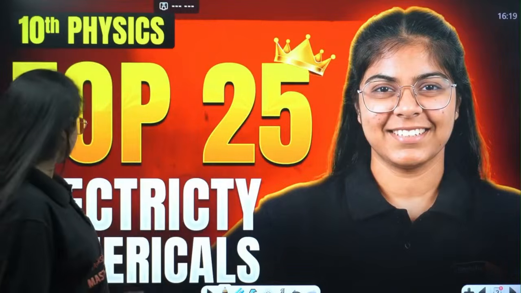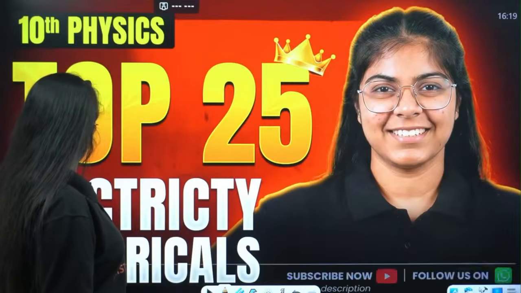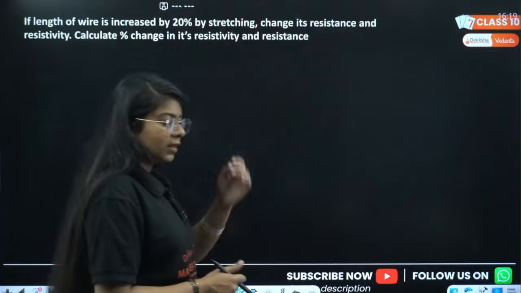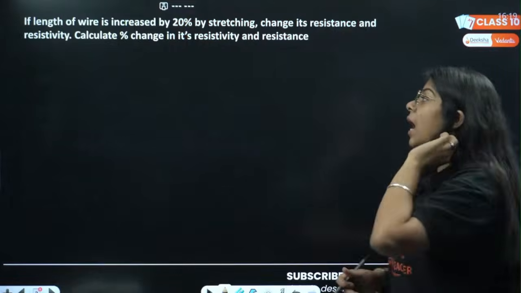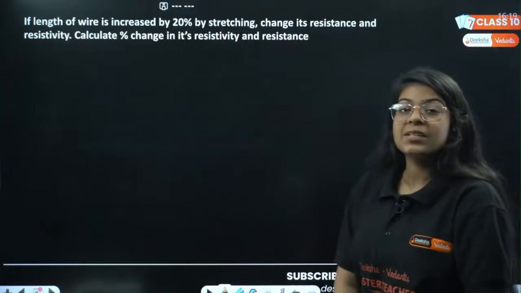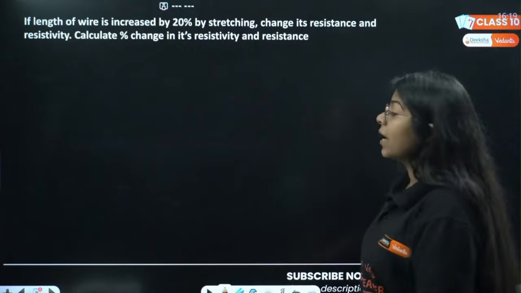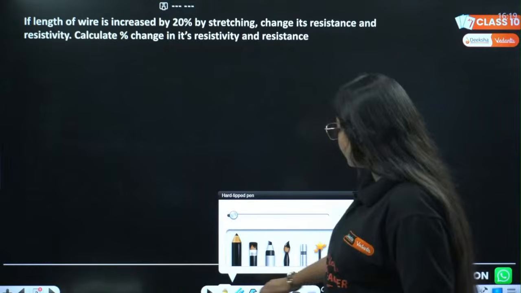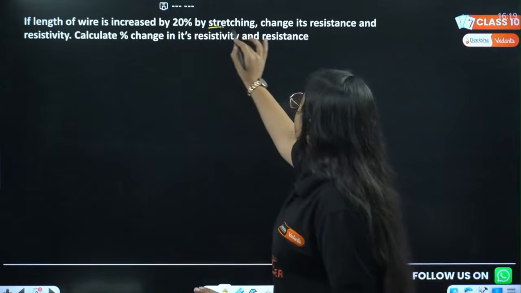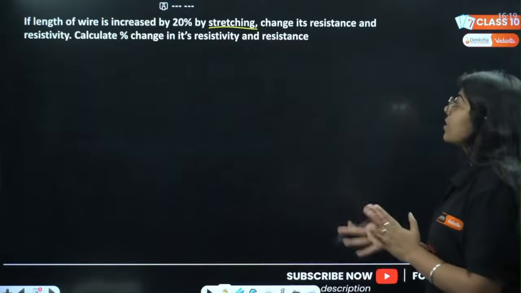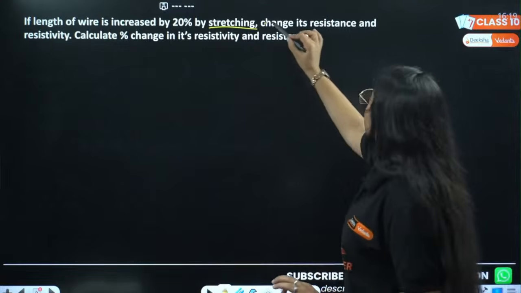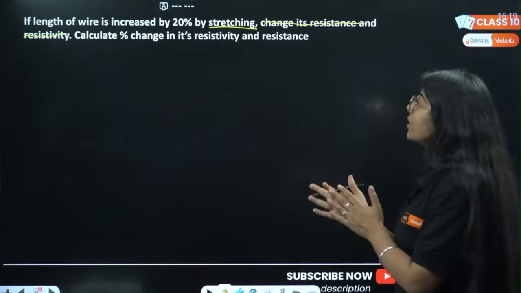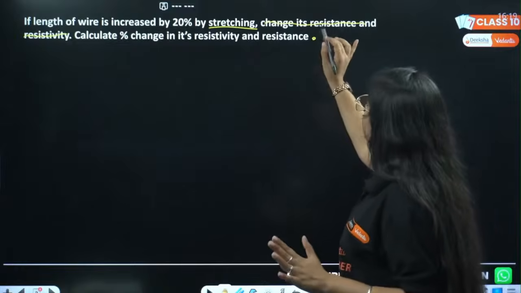So let us start with the very first question of today. Read it carefully. A length of wire is increased by 20% by stretching. The keyword here is stretching. Now calculate the percentage change in its resistivity and resistance.